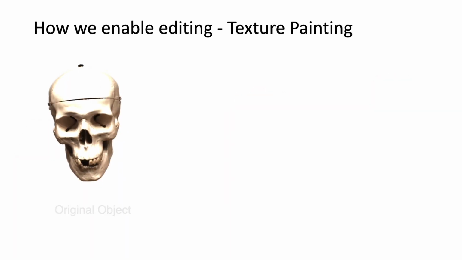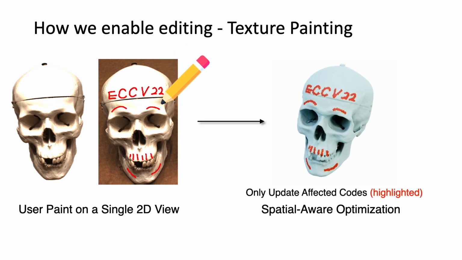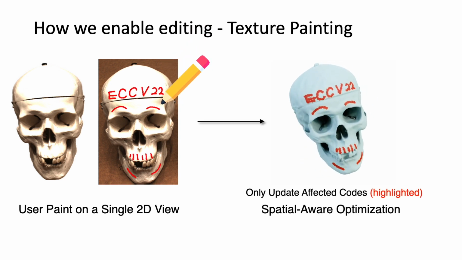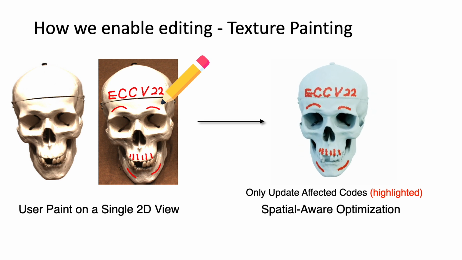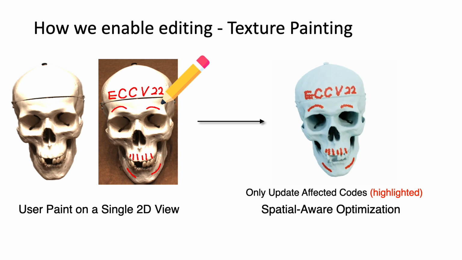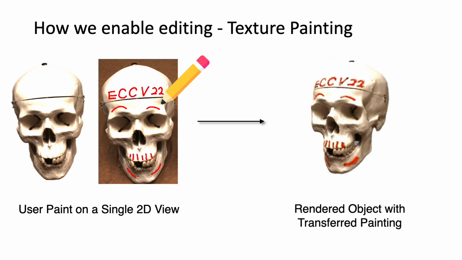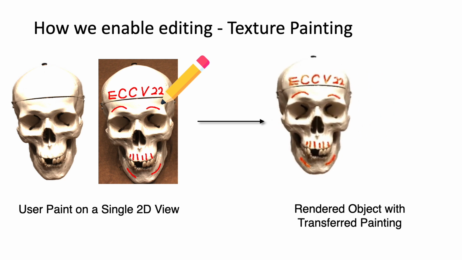For texture painting, we first let users paint on a single 2D image. Then, we find the affected texture codes with ray mesh intersections, as highlighted on the right side. During the optimization, we only fine-tune these affected texture codes while ignoring others. Here is the final result, where the ECCV logo has been branded on the head of the skull, and the other part keeps untouched. Now, we will show more results of geometry and texture editing.